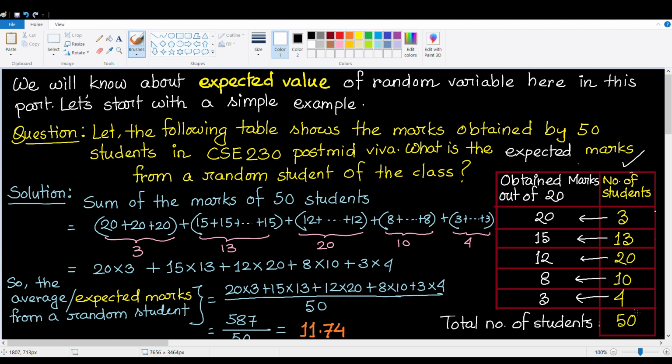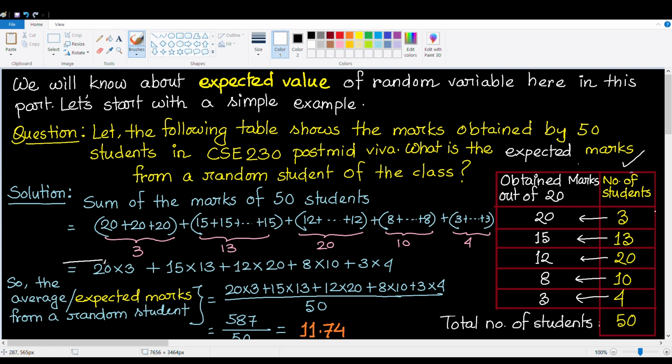If you don't know someone's marks, then from the marks obtained by the students, you can say that he might get some marks which is the average of the class, right? So how do we determine the average of these marks? I think all of you know how to determine the average or the arithmetic mean. First, we have to determine the sum of the marks of 50 students. Here you see 3 students got 20, therefore we add 3 twenties and then 13 fifteens and so on, right? And then we can write 20 times 3 plus 15 times 13 plus 12 times 20 plus 8 times 10 plus 3 times 4.